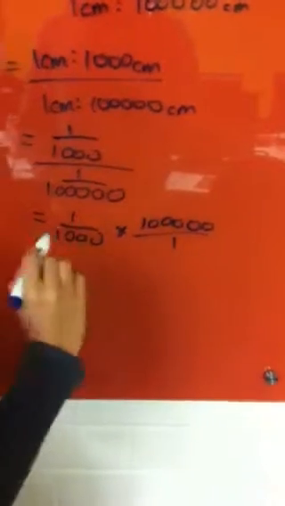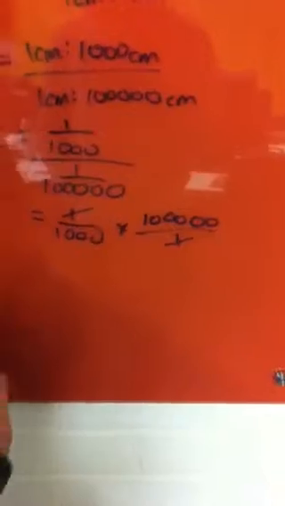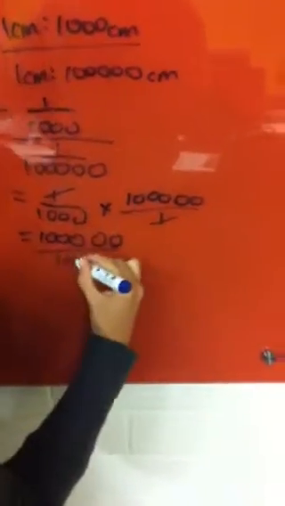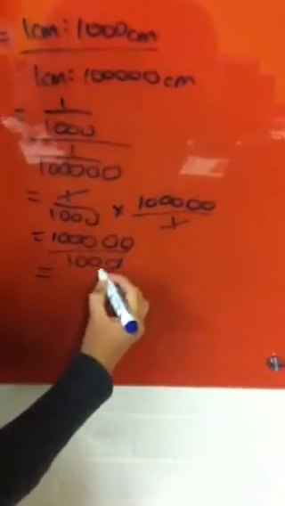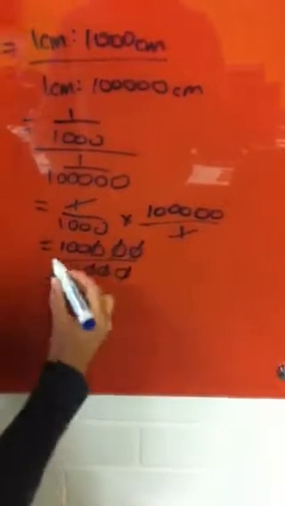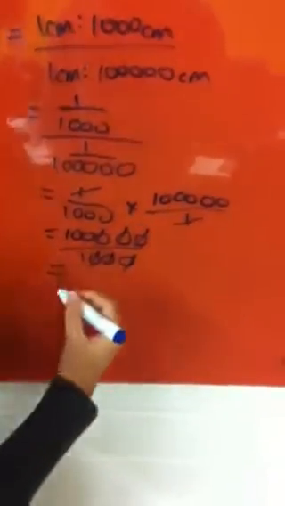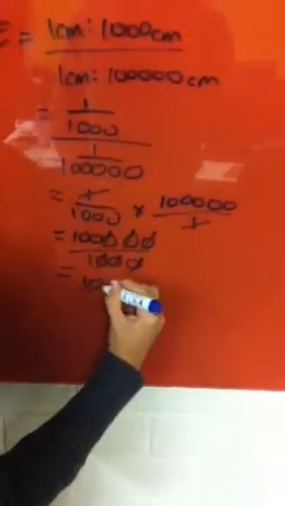So to then work out what's going on here, we know we can automatically cross these ones out. So we've got 100,000 over 1,000. We know we can get rid of some of these zeros to make it easier to understand. So there's 3 zeros cancelled out here and 3 zeros cancelled out here. So it's 100 over 1, which is 100. So 100 over 1 equals 100. So this scale is exaggerated 100 times.